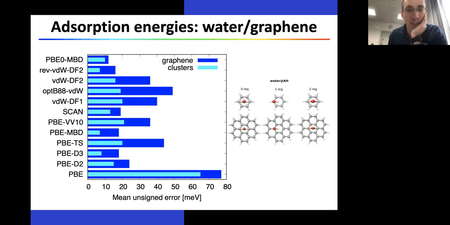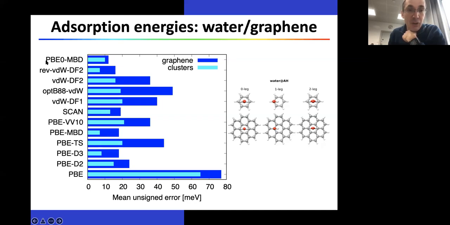And here's a selection of results where we show the mean unsigned error obtained with density functional theory for water bonding to graphene, so these dark blue bars, and then also water bonding to different structures, so water bonding to polycyclic aromatic hydrocarbon clusters, so benzene and coronene. And again, first of all, we can see a big improvement as we add dispersion. So PBE performs very poorly for these types of systems. When we add dispersion, we significantly reduce the error.